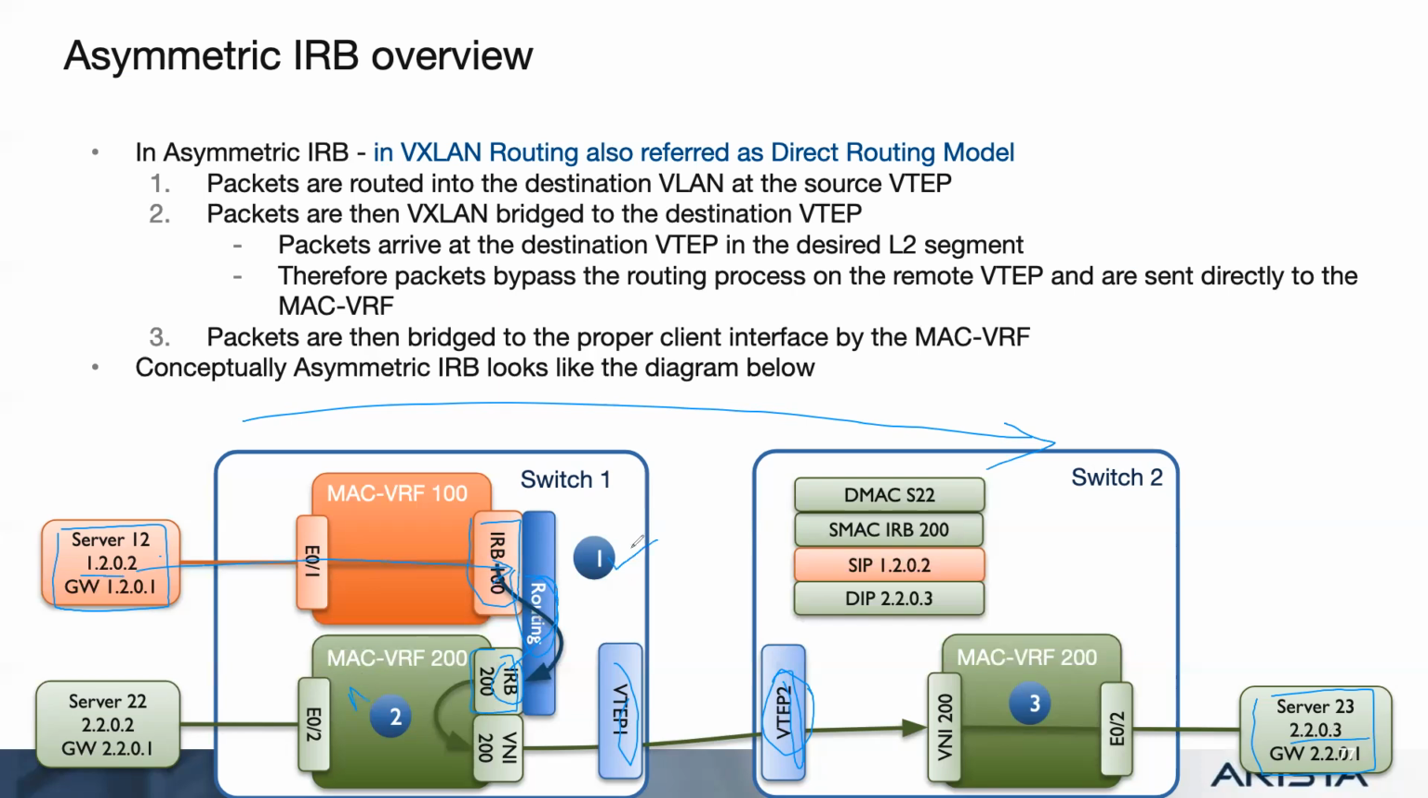First you check the route table. Now you are checking the ARP table to read this particular destination IP. What is the MAC? You get to know the MAC address of this through the ARP table. You update your header, where the destination MAC is the MAC of server 23.